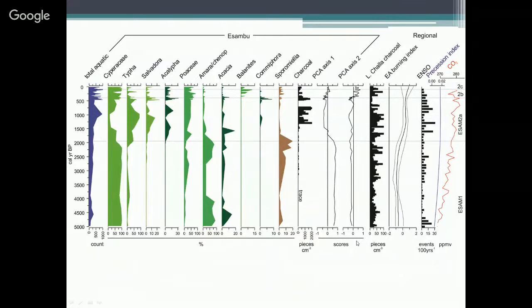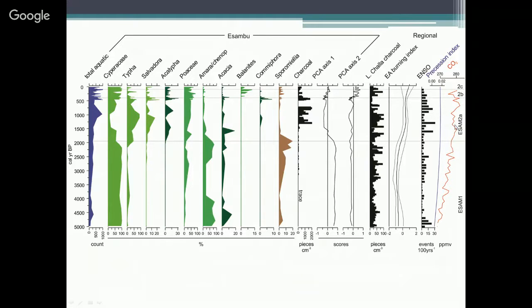This is an example from one of my sites. This is called Esambu Swamp, and this record goes back 5,000 years. The reason I've chosen this diagram is it's a summary diagram that shows you what the main pollen types in this area are. As you can see, it's mainly the kind of vegetation that you would expect to find in a grassland savanna. So we have acacia, acalypha, balanites and commiphora. And that is what has been fluctuating over time.